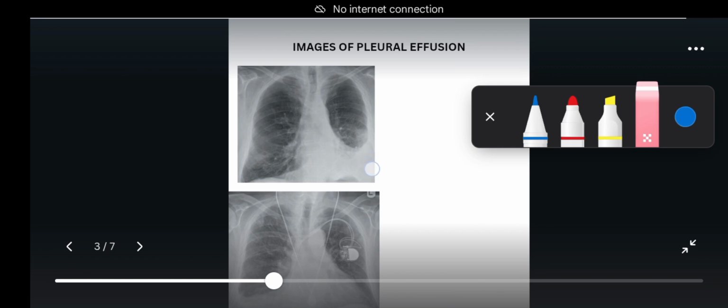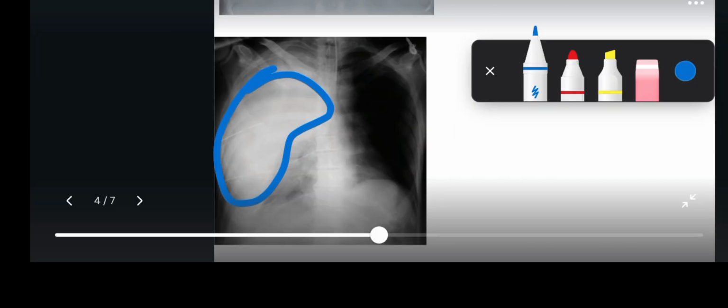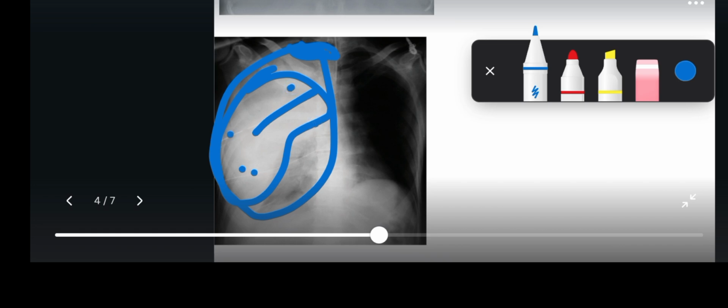Then the costophrenic angle here, we cannot appreciate it. We can appreciate this one that is not affected, but here we cannot. The whole lung is covered by this fluid, so we can't see the edge up. So we cannot really appreciate the meniscus, and the whole place is covered with fluid. So there is no air bronchogram you can see.